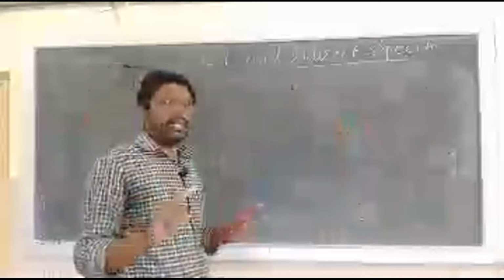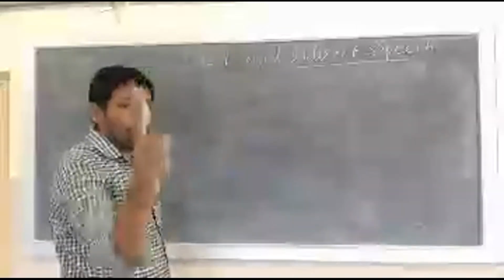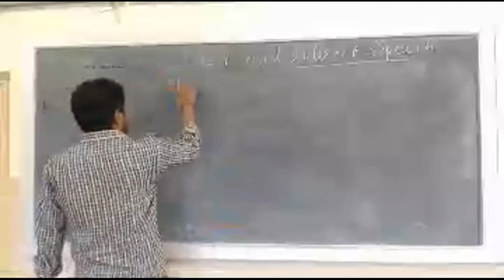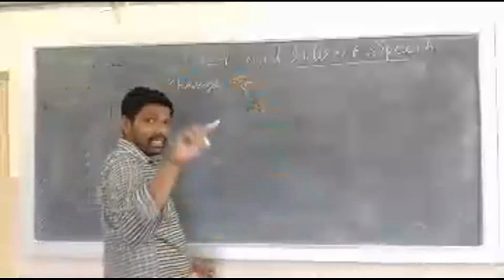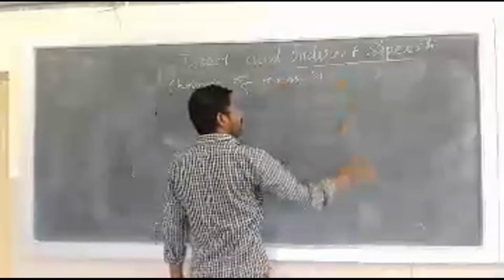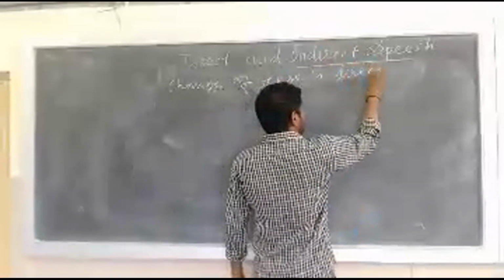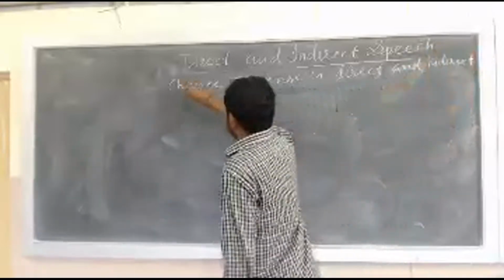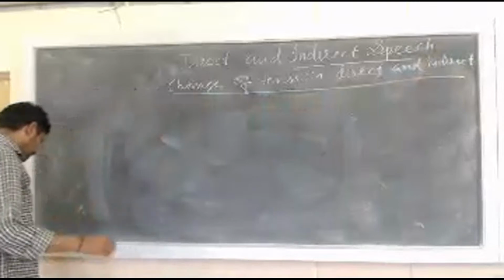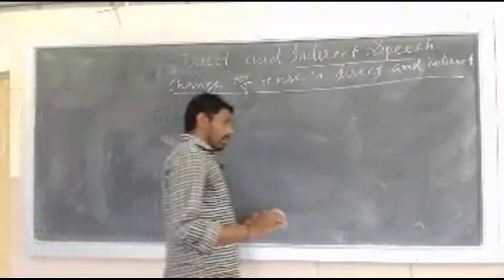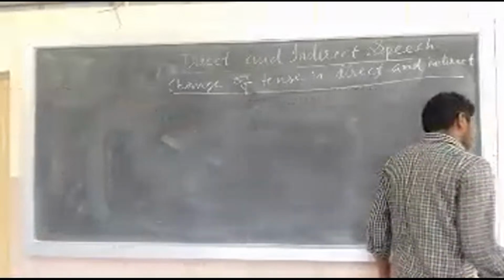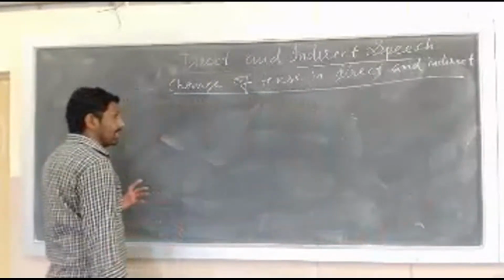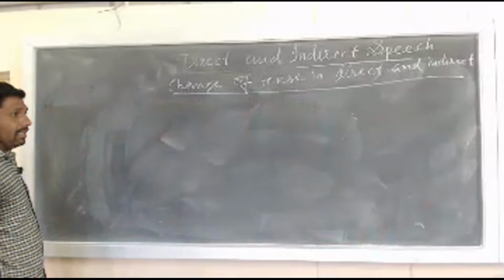So in English, the first thing in direct and indirect, we have to change the tense of the sentence. That is tense of the reported speech, and it changes accordingly. Now let us see change of tense in direct and indirect speech. First, as we know, there are three types of tenses: present, past, and future. Now let us see how the tense gets changed in direct and indirect.